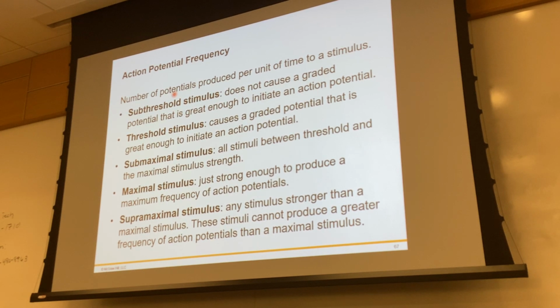If you're at a threshold or subthreshold stimulus, there's no response. Threshold stimulus is defined as something that is just enough to cause an action potential. Submaximal stimulus is, again, equivalent to a threshold stimulus. And I don't distinguish between maximal and supramaximal. Maximal stimulus causes a maximum frequency of action potentials. So the way that we talk about action potentials here is either subthreshold, there's no action potential; threshold, there's an action potential; increased numbers is submaximal; and then maximal, you can't get any faster.